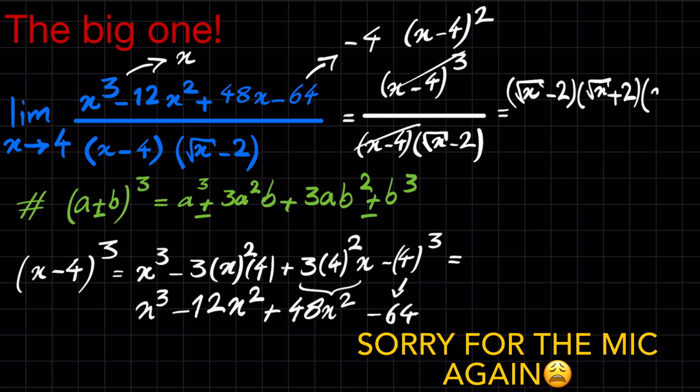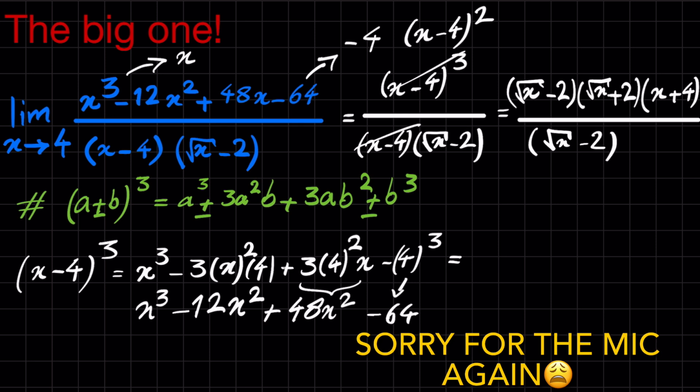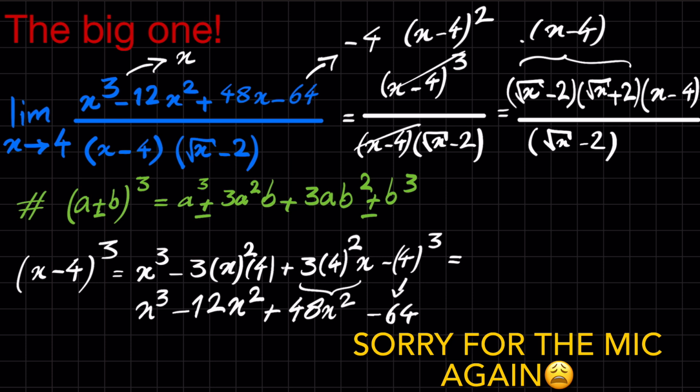I'm going to get something like this over square root of x minus 2. And if we check this out, this is going to be x minus 4, and this is also going to be the, hold on, let me check it out. All right, so this one should be x minus 4. And this is going to be the same with this.